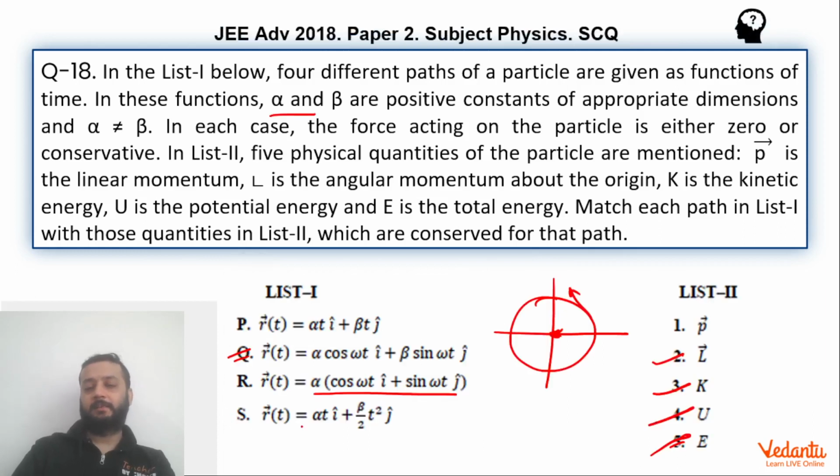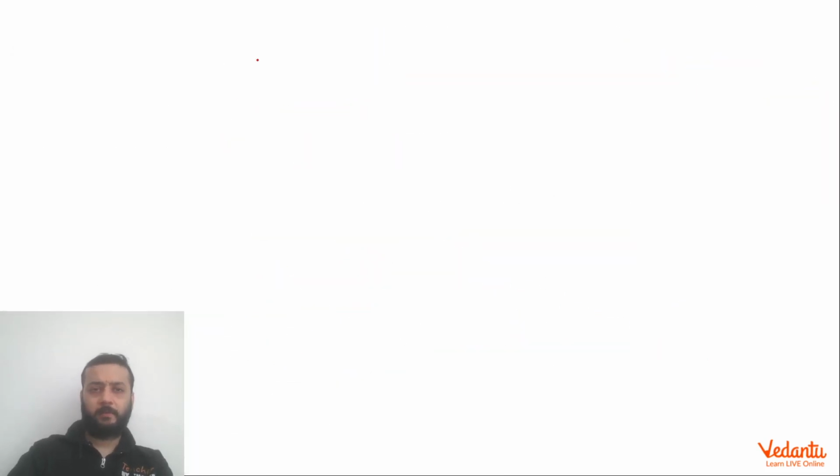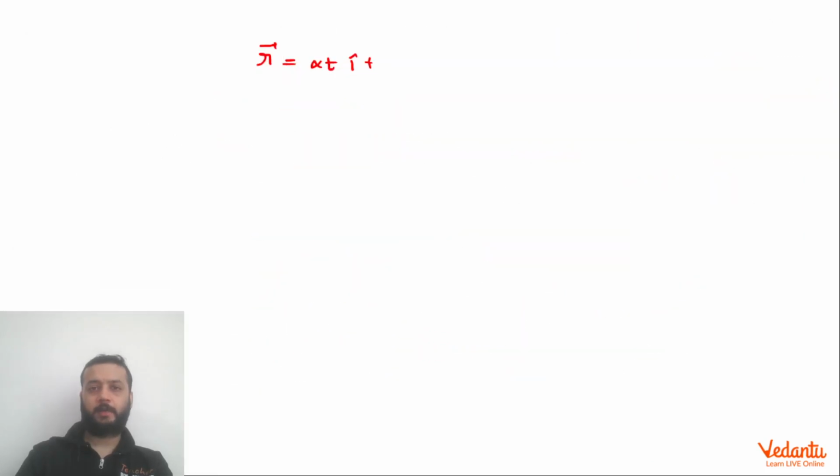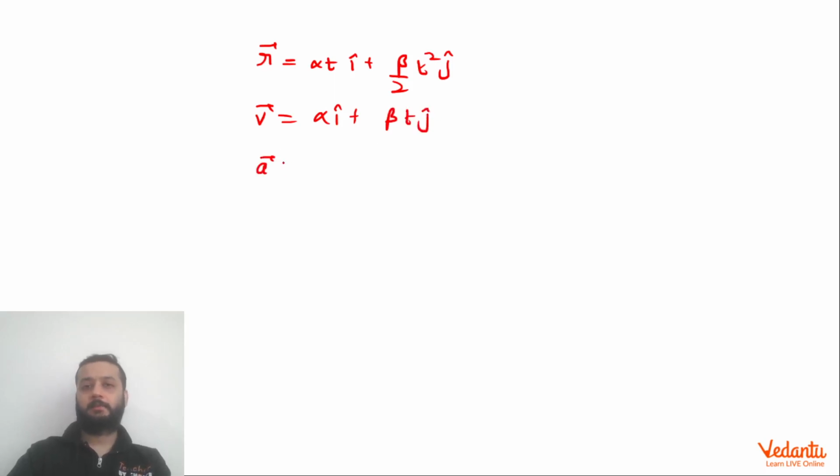Option S, this is parabolic motion. If you observe it carefully, it's like motion under gravity, or motion in constant acceleration. You differentiate this twice, you will see that acceleration becomes constant. Velocity will be, which is very easy to see, the position vector is alpha t i cap plus beta by 2 t square j cap. So we can see that velocity is nothing but alpha i cap plus beta t j cap, and acceleration is beta j cap.